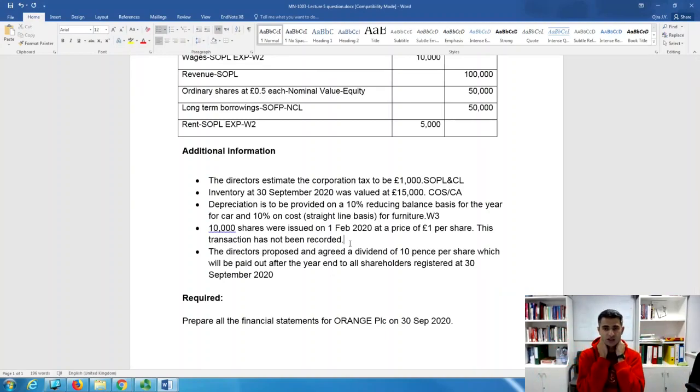What does that mean? This means that everybody can buy these shares, right? So they issued at £1 per share. At what? At £1 per share. So this £1 per share, guys, this is the market value.